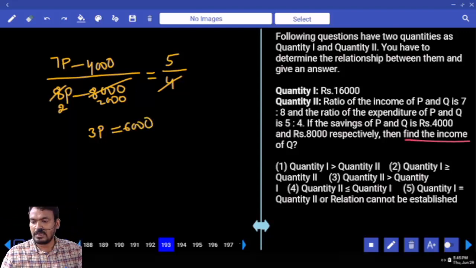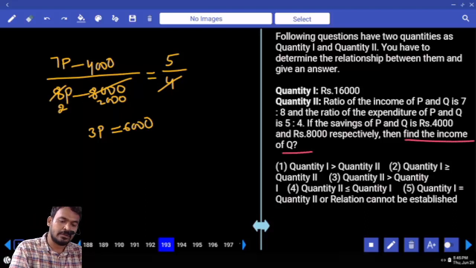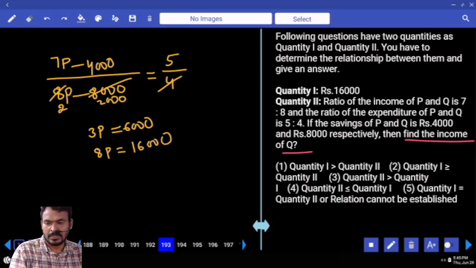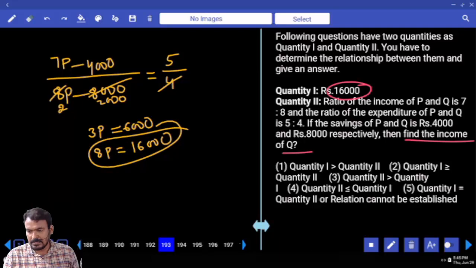What is the question here? Income of Q. How many parts do we need? 8 parts. What is the answer? 16,000. What is the Q1 value? 16. Q2 also 16. Then the answer: Q1 equals Q2.